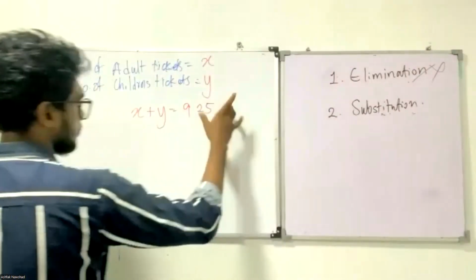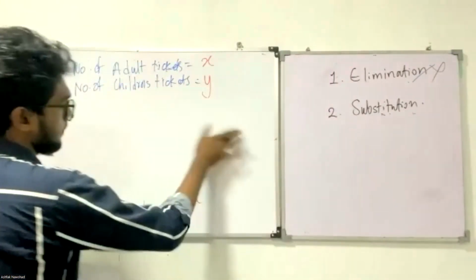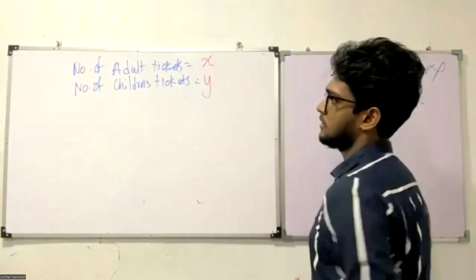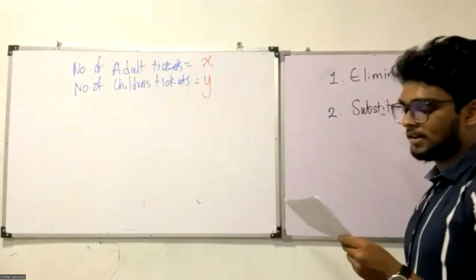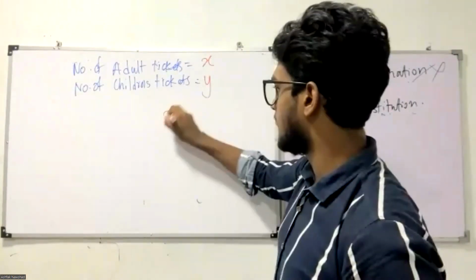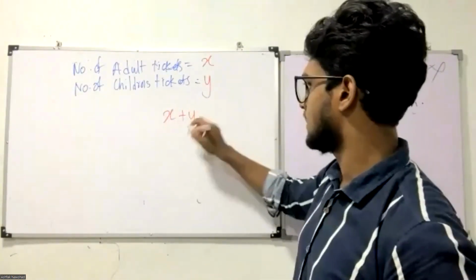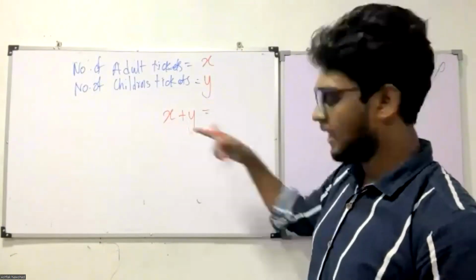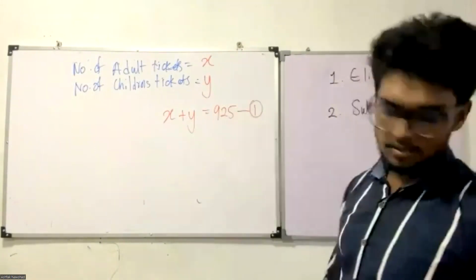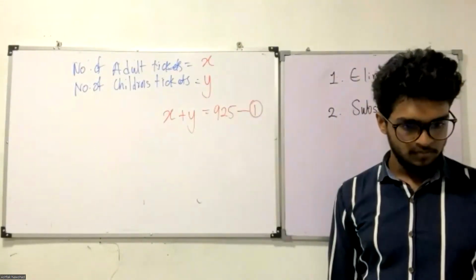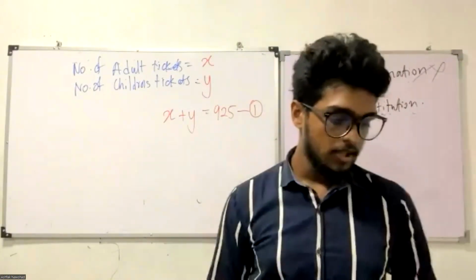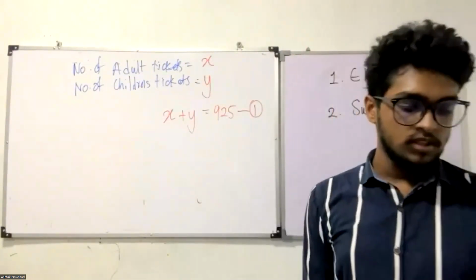Good. Many of you have understood. Again, I'll repeat. We define the unknowns and they say a total of 925 tickets was sold. So we have X adult tickets and Y children's tickets. So the total is X plus Y. They have given a value for the total, 925. We have already built one equation, right? And the second equation is using the cost.